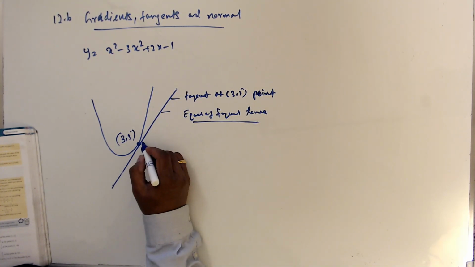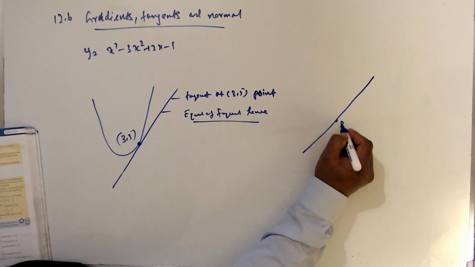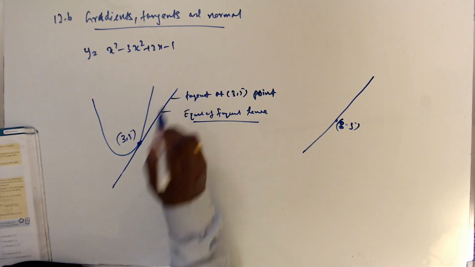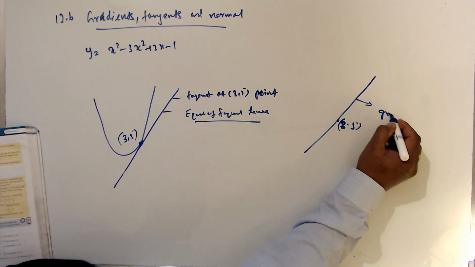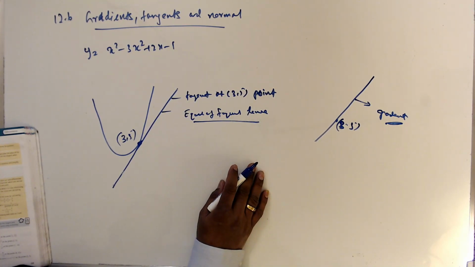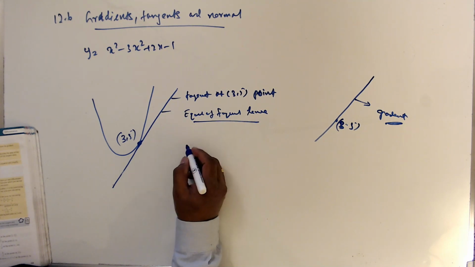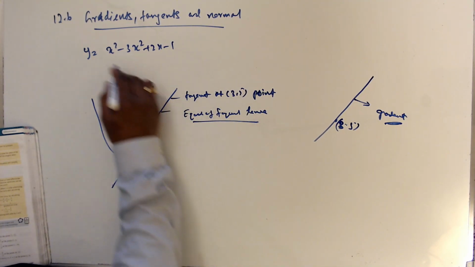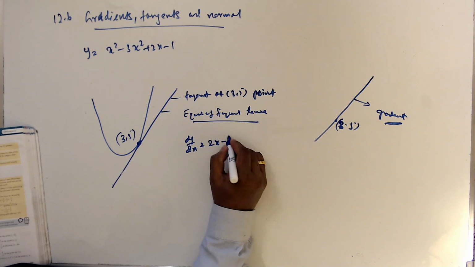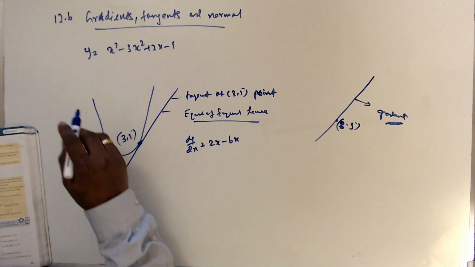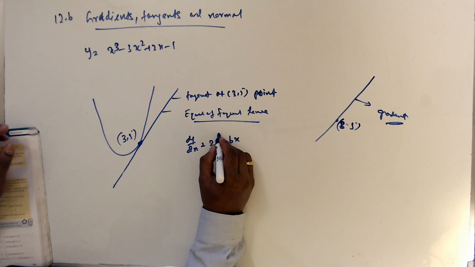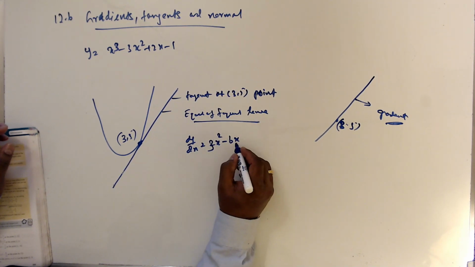We know that we have one point on this line, that is (3, 5), because the point (3, 5) is also on this line. So now what we need is the gradient. If we know the gradient, we can find the equation of the line. We can find the gradient by doing dy over dx of this curve: x cubed, 2x squared, 3x squared, minus 6x plus 2.